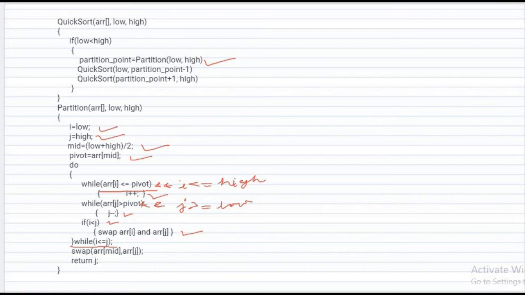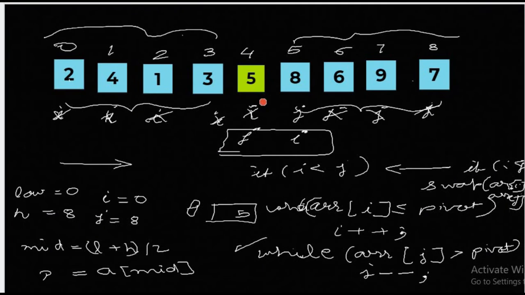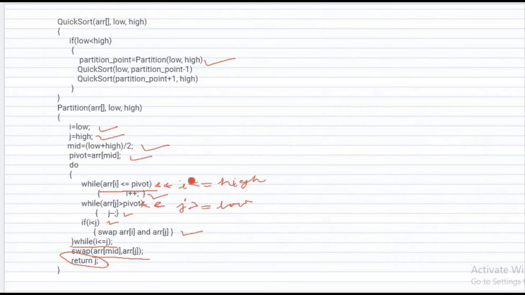And after that we have to swap the middle element as well as j, and j will give us the partition point of the array. You can see in this example also that j basically indicates the partition point. So we are going to return j as the partition point here.